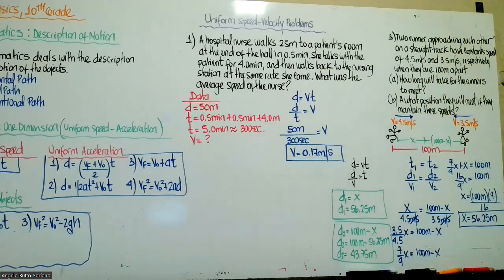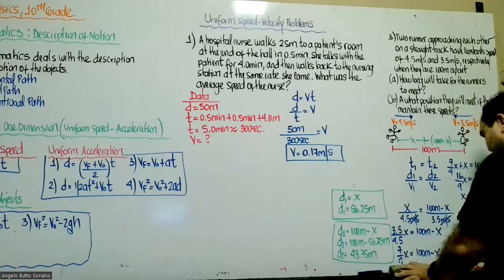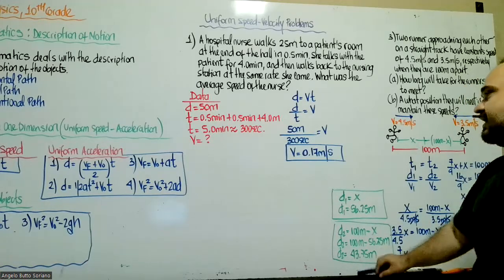Well, actually, we answered already the second question. At what position will they meet? They will meet if they maintain these speeds. The first runner at 56.25 meters and the second one at 43.75. And the first question is, okay, how long will it take for the runners to meet? Well, actually, we can use this equation. Let me erase this part of the equation, and let's establish over here what that formula will be.